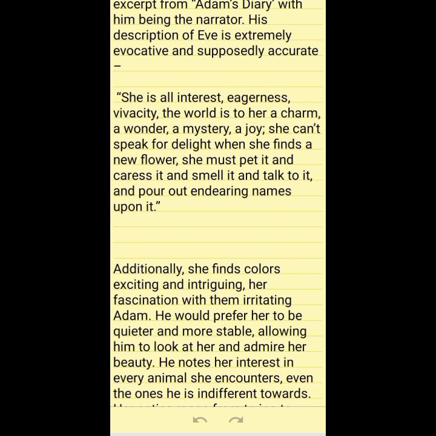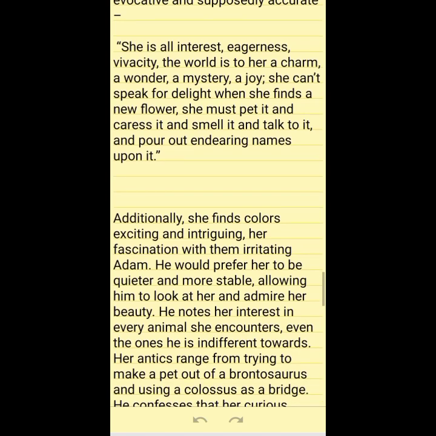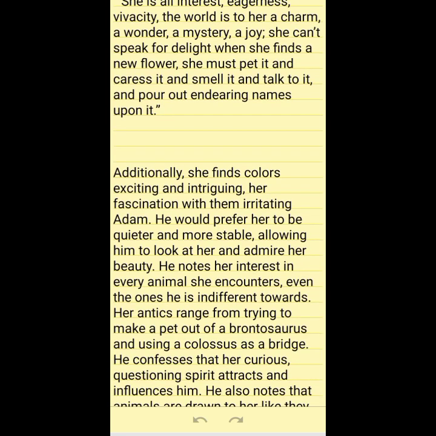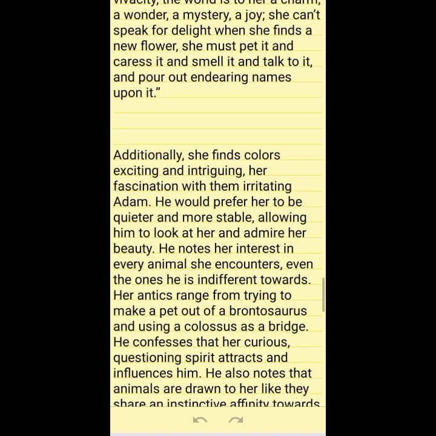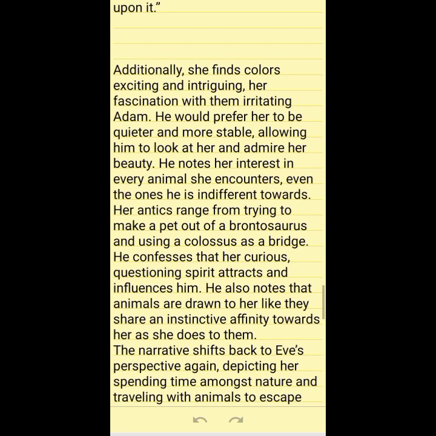She can't speak for delight when she finds a new flower. She must pat it and kiss it and smell it and talk to it and pour out endearing names upon it. Adam is saying this about Eve. Additionally, she finds colors exciting and intriguing, her fascination with them irritating Adam.